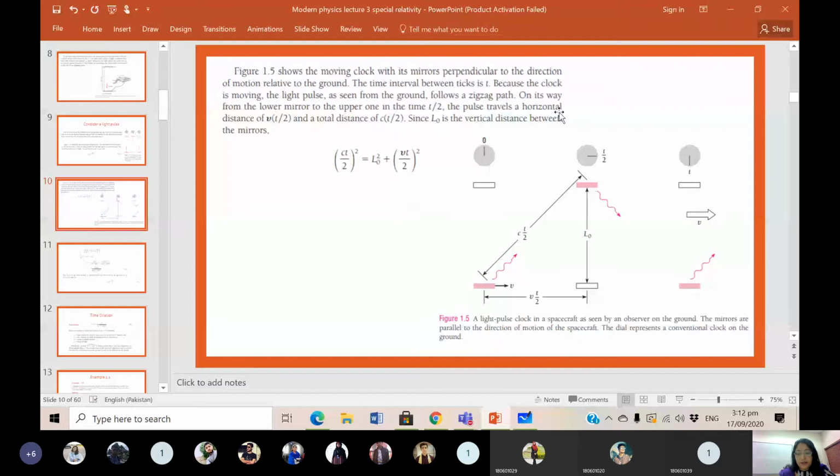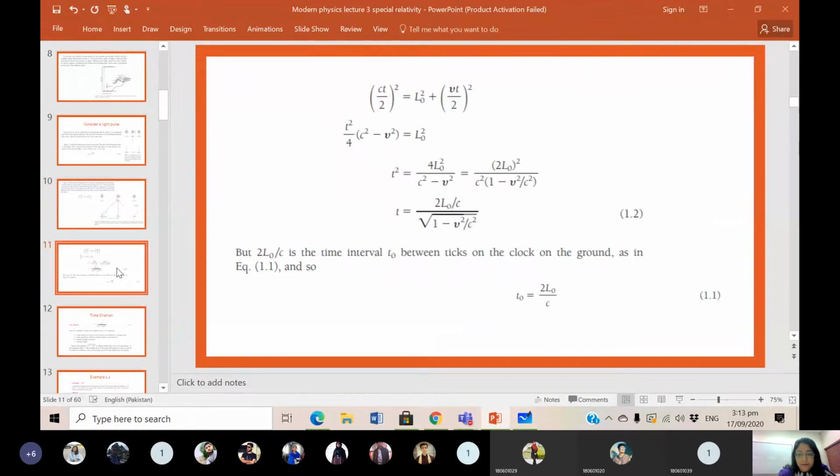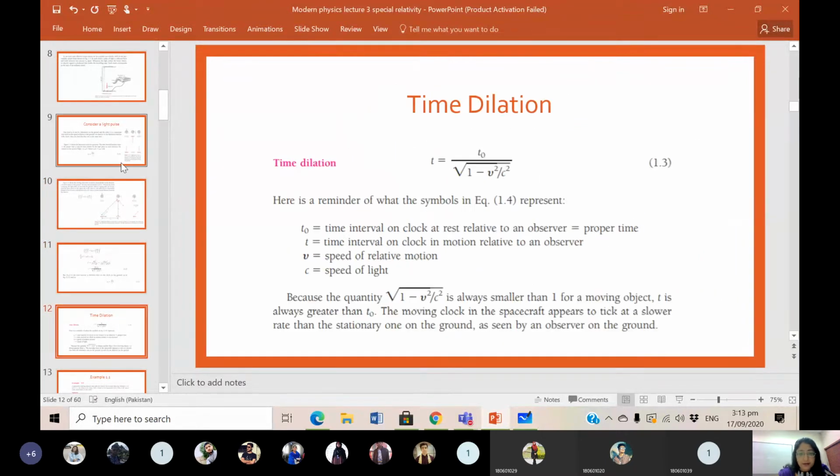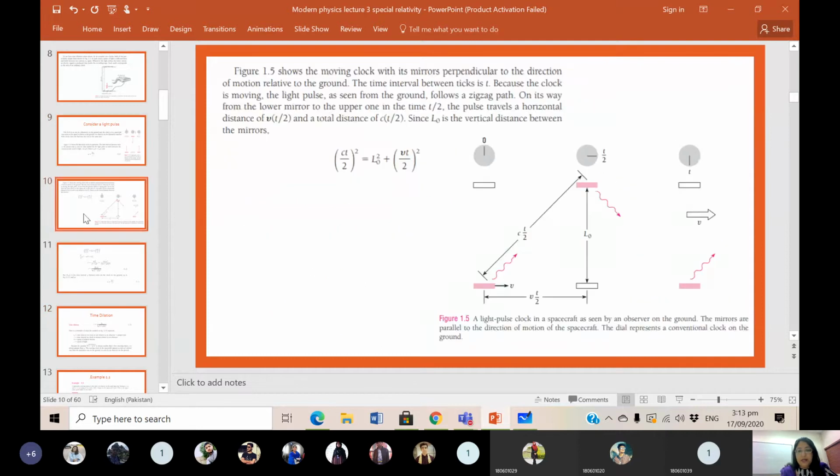So in the frame, we're talking about this frame, okay? So why did it make it T over here? It should be T naught, actually. Okay, so in this frame, the time interval between ticks is T, because the clock is moving. On its way from the lower mirror to the upper one in the time T over 2, the pulse travels a horizontal distance VT over 2. This makes sense. It will be T only, because the speed of light will be the same for both observers, so because of this it will be T here.